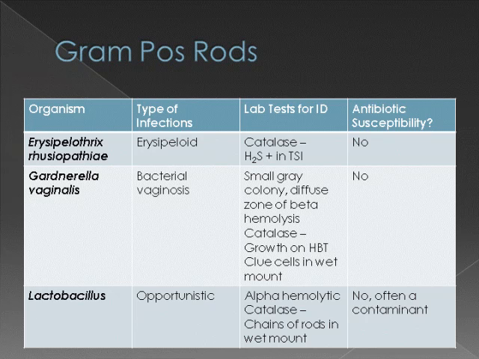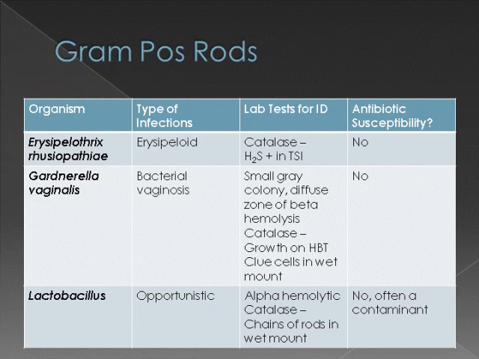Gardnerella vaginalis is the causative agent of bacterial vaginosis. It's a small gray colony, produces a diffuse zone of beta hemolysis on blood agar. It is catalase negative, and it grows on HBT. And then you can see clue cells in a wet mount of this organism. So you can have a wet mount of a vaginal secretion that has been taken from a patient, and sometimes you'll see these little bacteria sticking right on those epithelial cells, and that's what we term a clue cell. Susceptibility is not needed for this one.